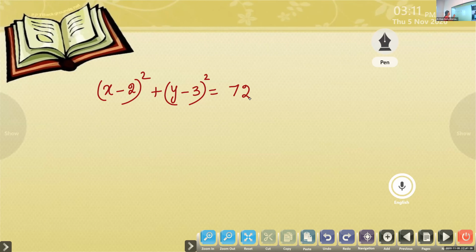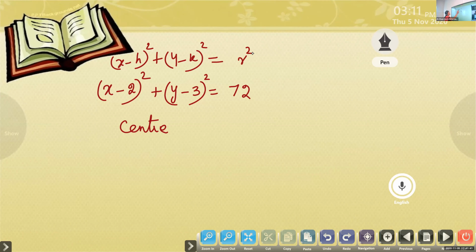Can you tell me what the center is here? Compare it with the general form. The general form is x minus h the whole square plus y minus k the whole square is equal to r square. If it is in this form, the center is h comma k and the radius is r. So comparing this, can you tell me what the center and the radius are?